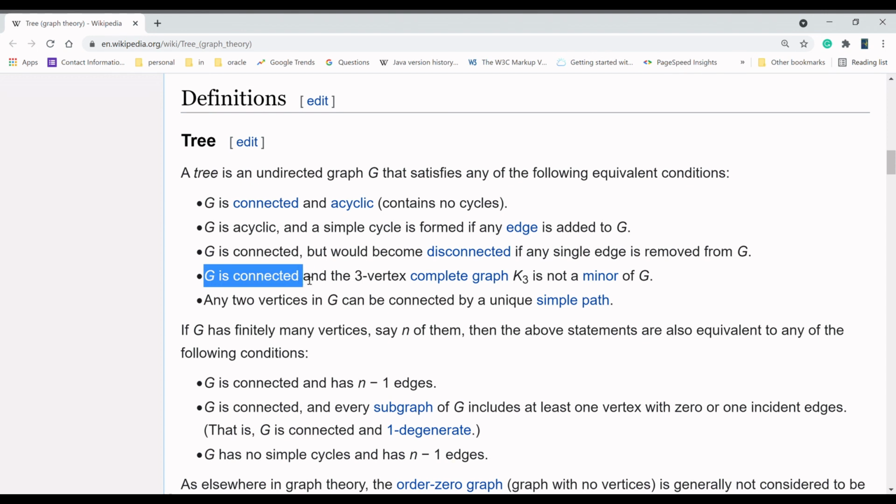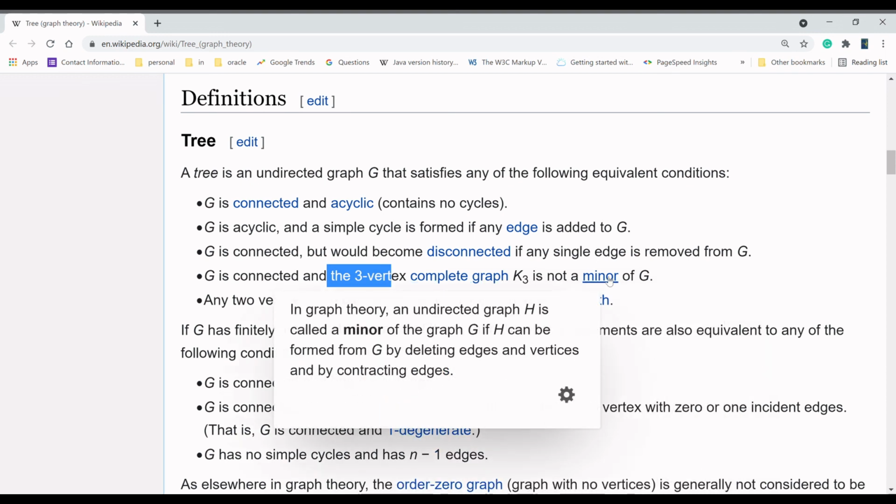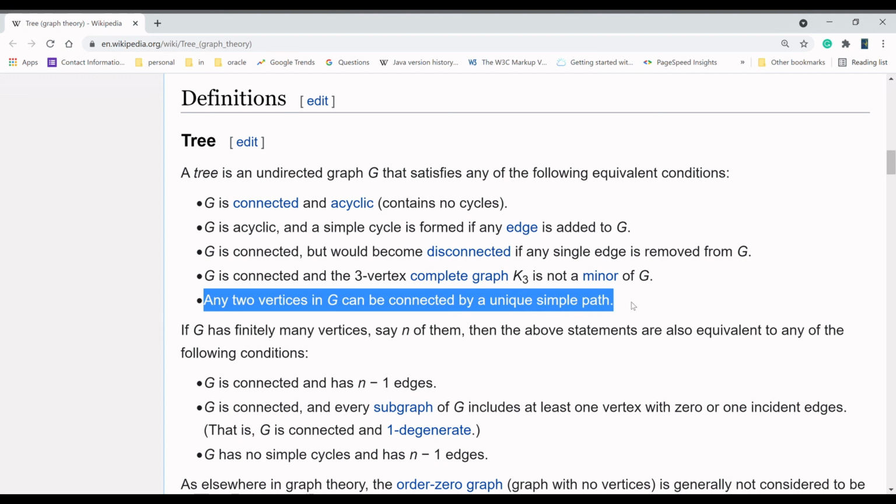G is connected and the three-vertex complete graph K3 is not a minor of G. A complete graph is one where each vertex is connected to the others. Minor means an undirected graph H is called a minor of the graph G if H can be formed from G by deleting edges and vertices and by contracting edges. So this is a complete graph, not a minor of G. Any two vertices in G can be connected by a unique simple path.